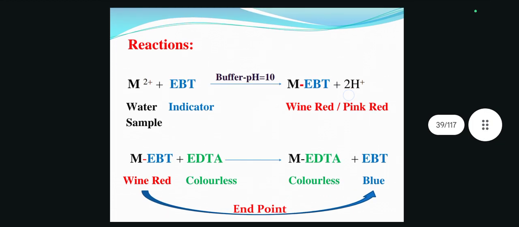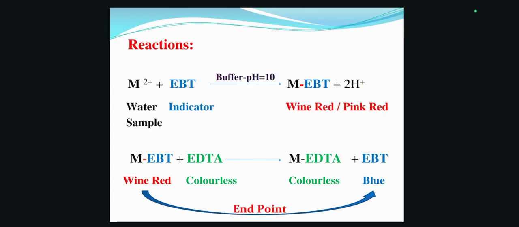Now, we will see the clear-cut reactions. As I said, before adding EDTA, we have to add buffer solution to the water sample. So please see the first reaction. Water sample containing M2+. In that water sample you add buffer solution, and the buffer pH is 10, and in that we are adding EBT indicator. So three chemicals we are mixing: water sample, buffer solution, and EBT indicator. After adding these, you will get the first complex, and that complex is the metal EBT complex.